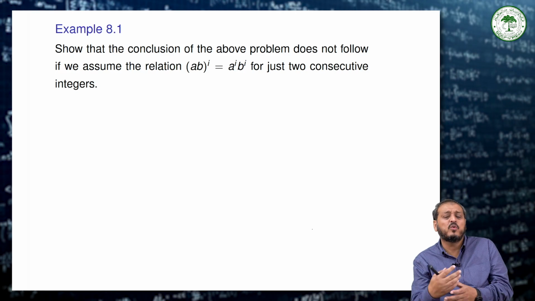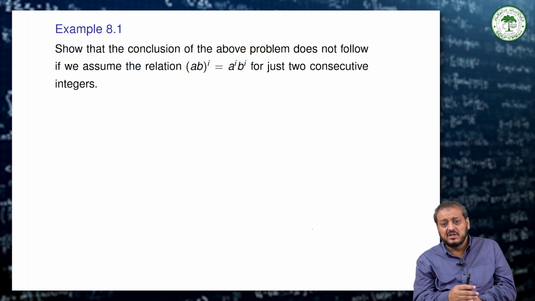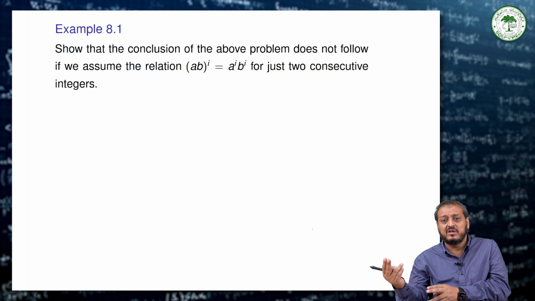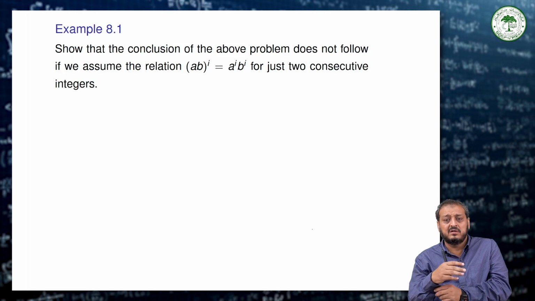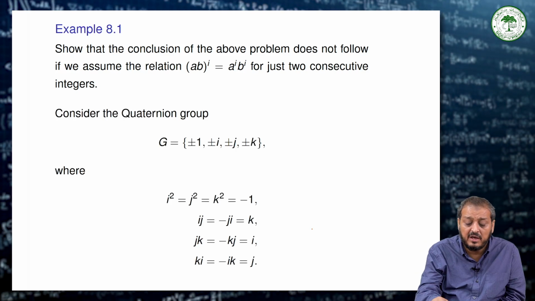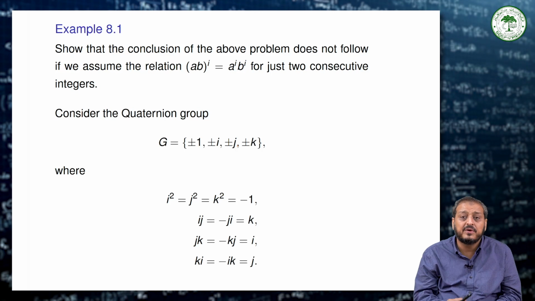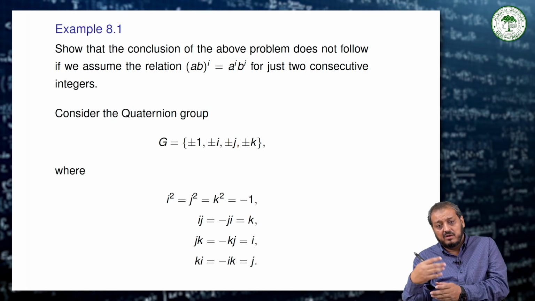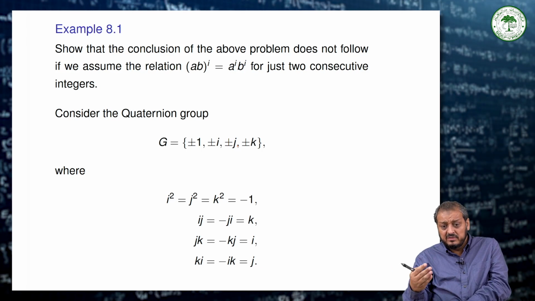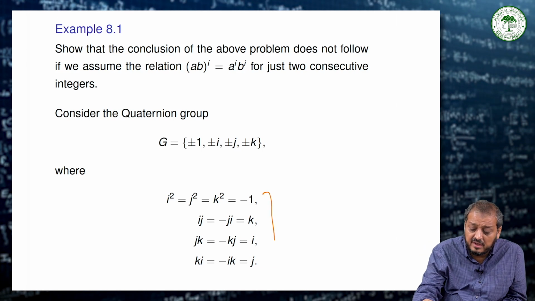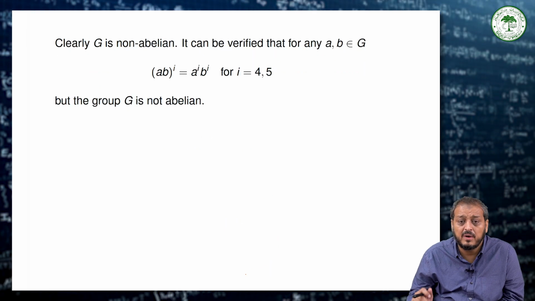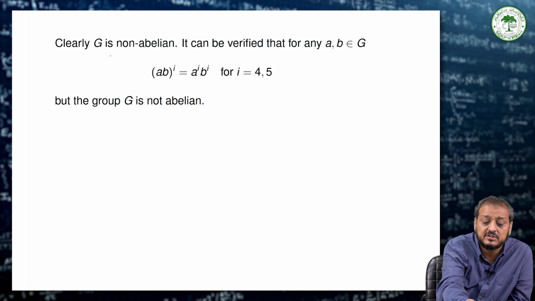So it is saying that we have to provide one counterexample, where the elements satisfy this condition for 2 consecutive integers, but the group is not abelian. So we take the quaternion group G under multiplication. Clearly G is a non-abelian group.